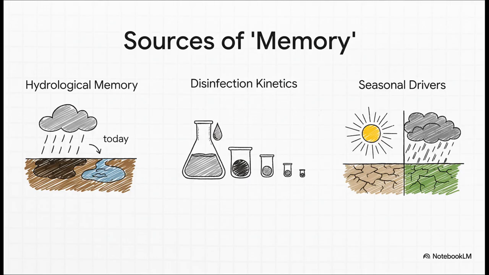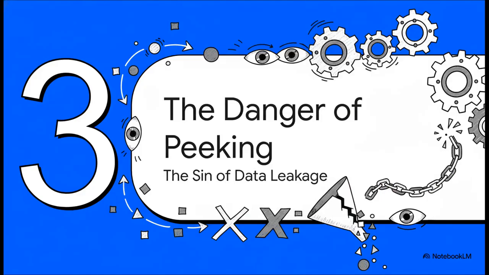The actual physics of the system is what's encoded in that sequence. This brings us to the single biggest, most dangerous pitfall in time series modeling. It's a mistake that is so common and so sneaky that it can totally invalidate your results without you even realizing it. We are talking about the cardinal sin of data leakage.